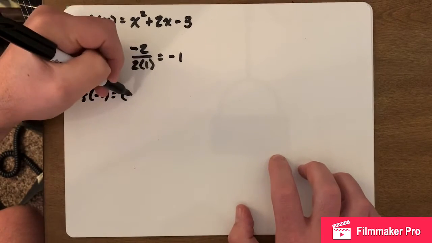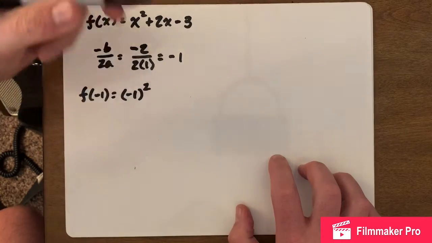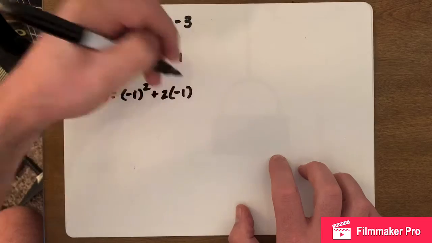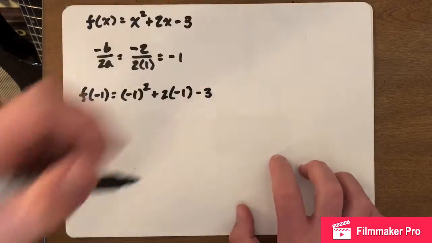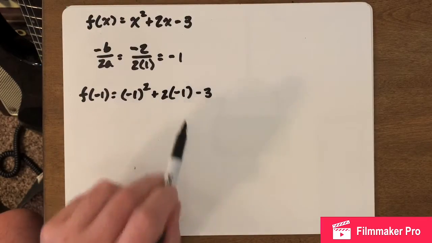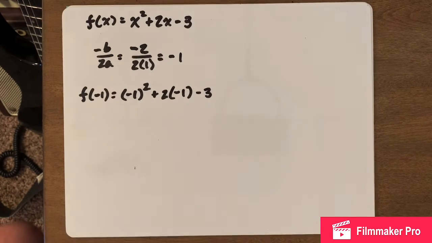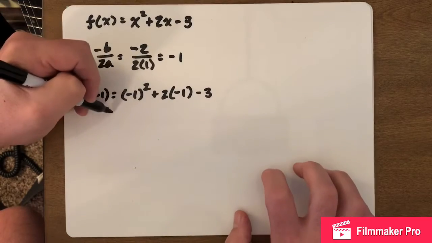And that's going to be negative 1 squared plus 2 times negative 1 minus 3. Now notice that I've used parentheses. Use parentheses because people get into big trouble when they don't, especially with negative numbers. All right, so let's see how this works.